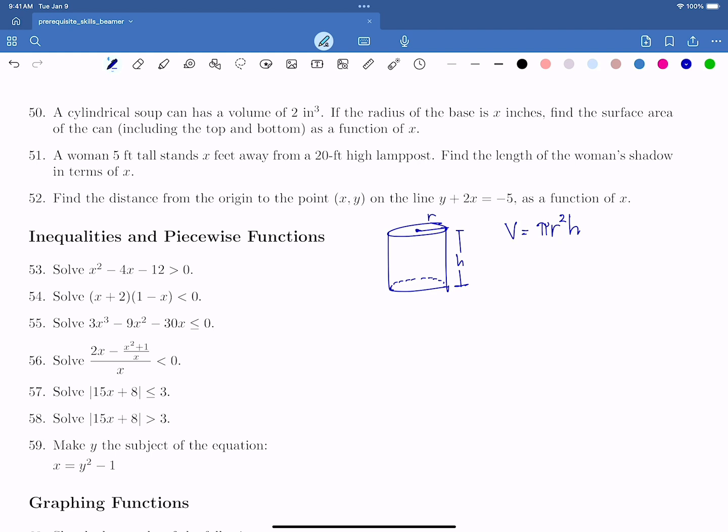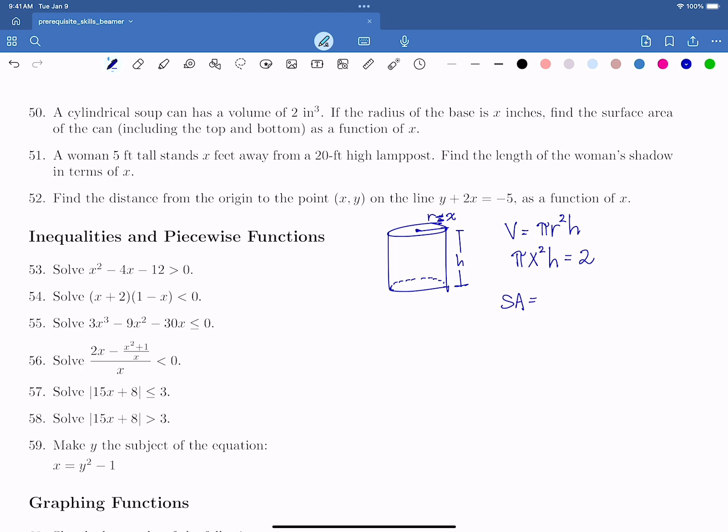If the radius of the base is x, okay, so we're going to call the radius x. Instead of r, I can call it x. Find the surface area of the can, including the top and bottom, as a function of x. So pi, the radius is x, so pi x squared h equals 2. And I want the surface area.